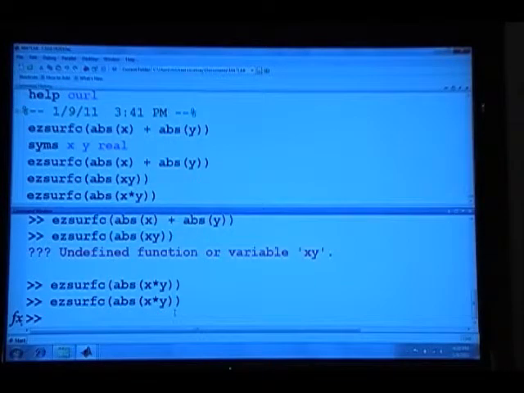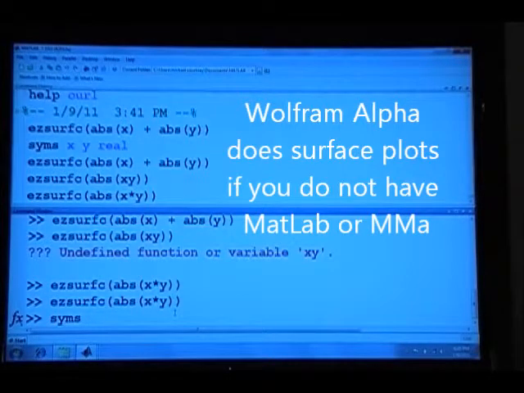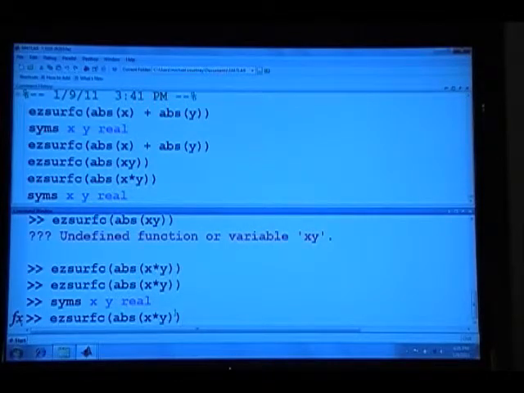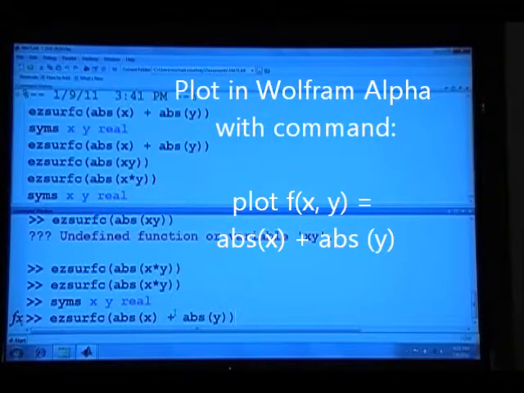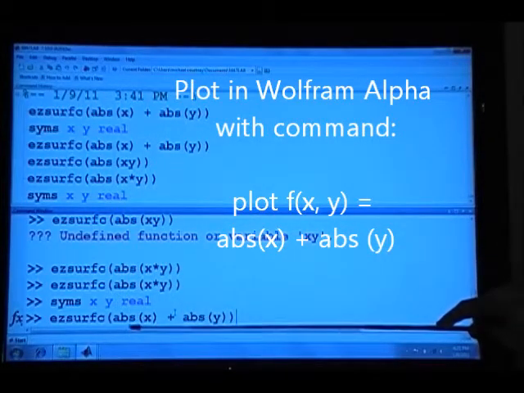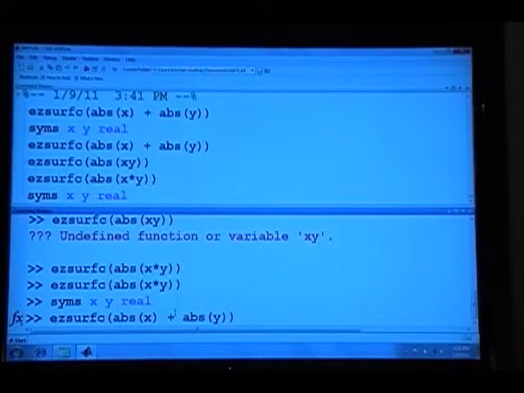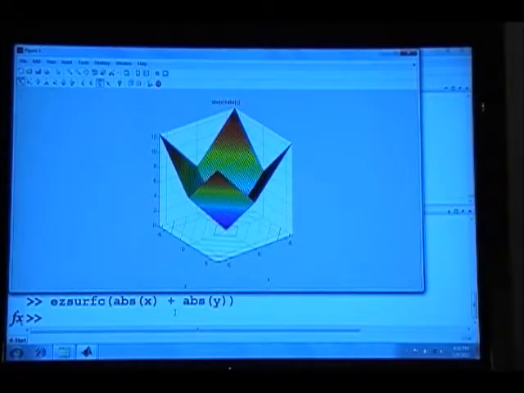Okay, so we have Matlab up and running on the computer, and the first thing we want to do is give a syms x, y real command, because this defines the variables x and y as real variables for the Matlab computer algebra system. And then we can use the command easysurfc, and we want to type in the syntax that represents the first equation, equation A. So it's easysurfc, and then this is the absolute value of x in the Matlab syntax, and this is the absolute value of y.